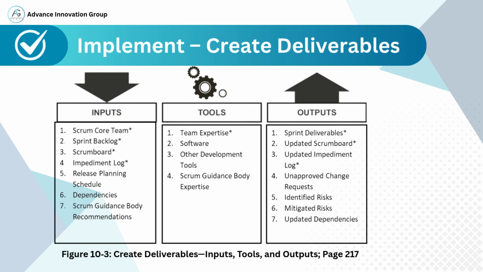The team then uses tools like their own expertise, software tools and other development environments, and any supporting knowledge from the Scrum guidance body. Once this process is executed, it results in key outputs like sprint deliverables, actual product features, updated Scrum board and impediment log, as well as identification of risks, mitigated risks, unapproved change requests, and updated dependencies. This process transforms planning into tangible work products and helps surface issues early in the sprint.